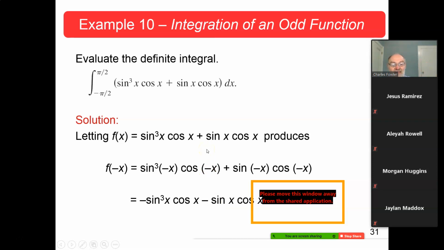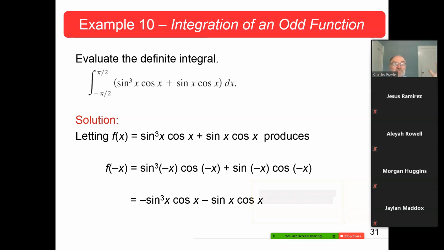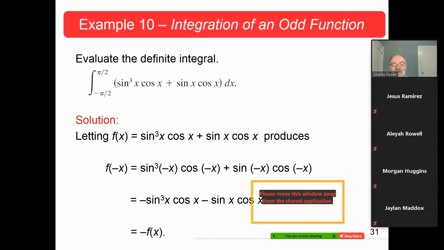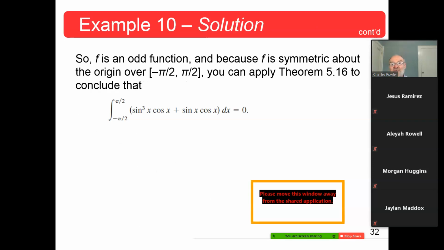That makes it an odd function. Okay? If it was exactly the same, that would make it an even function. If it's neither exactly the same nor exactly opposite, guess what? It's a neither function. And most functions, not the one they're giving you here, most functions are neithers. Okay? So that's going to be minus f of x.